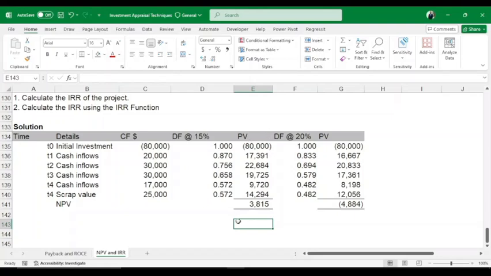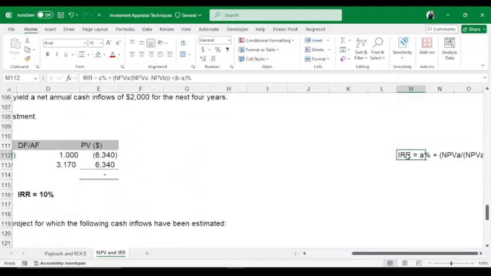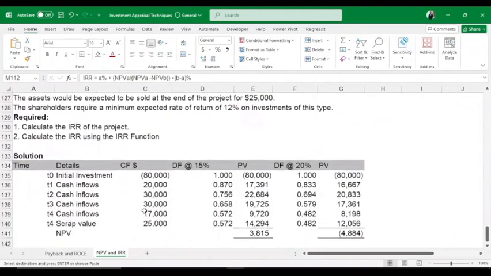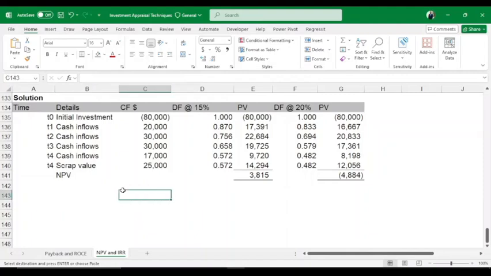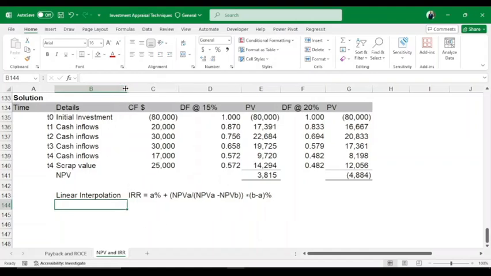All right. So with the two net present values obtained, positive and negative, we can use the linear interpolation formula to calculate the result. So I have the formula here. Let me cut that. Come to our calculations and paste here. So what do we have? I have my linear interpolation. Let me extend that.